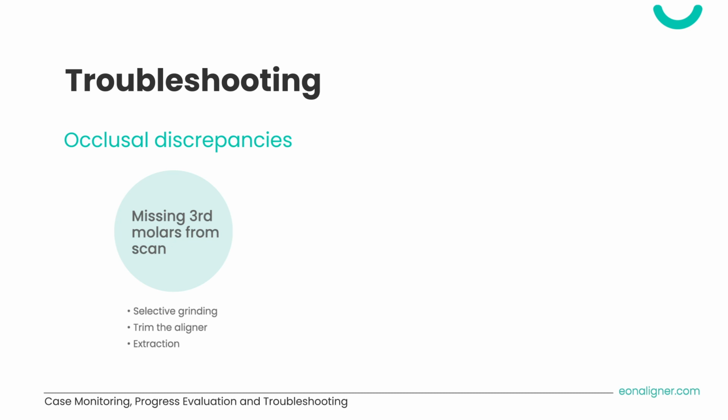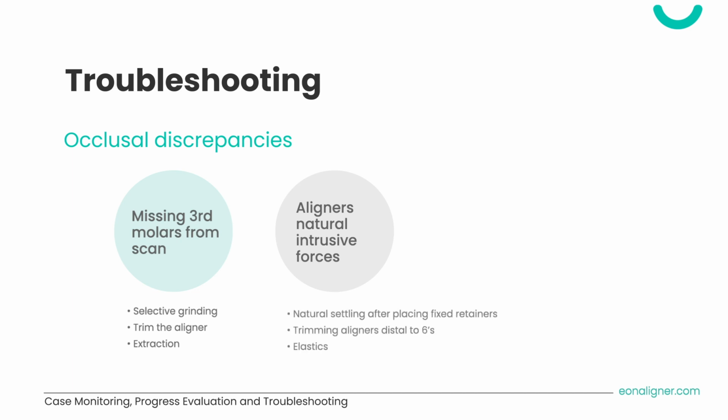The natural intrusive forces of the aligners might cause a posterior open bite at the end of the treatment. In most cases, this is usually mild and will naturally settle after placing retainers. Placing fixed lingual or palatal retainers will have the occlusion settle faster. Or you can trim the last few aligners distal to first molars to reverse the posterior teeth intrusion and again let the bite settle by itself. In case it was a localized posterior open bite, elastics can be used to correct it.